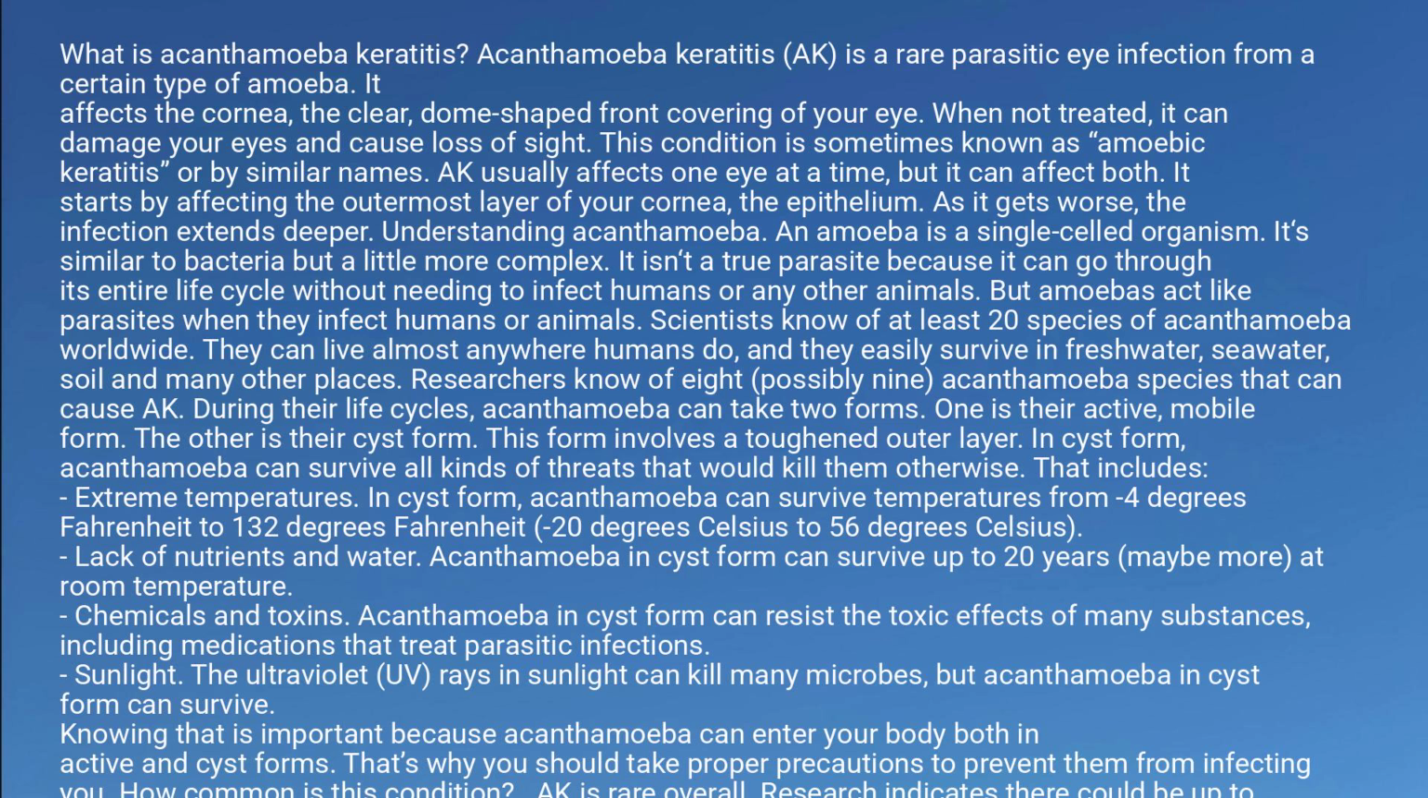During their life cycles, Acanthamoeba can take 2 forms. One is their active, mobile form. The other is their cyst form. This form involves a toughened outer layer. In cyst form, Acanthamoeba can survive all kinds of threats that would kill them otherwise.